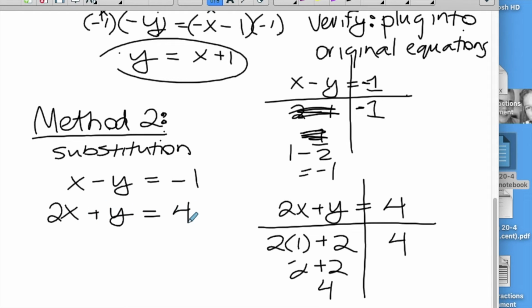Okay? So in substitution, we isolate one variable from one equation. Doesn't matter which variable, doesn't matter which equation, but we've got to isolate one of the 4 variables from one of the 2 equations. So let's say I do x from this one, because that's pretty easy. I usually pick the easiest one. Okay, so I'm just going to isolate x, I have to add y to both sides. Okay, so negative 1 plus y.